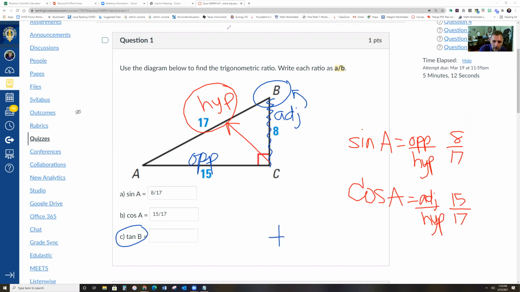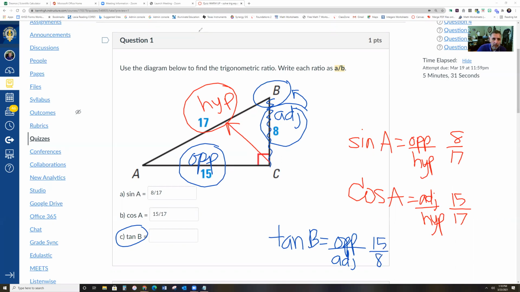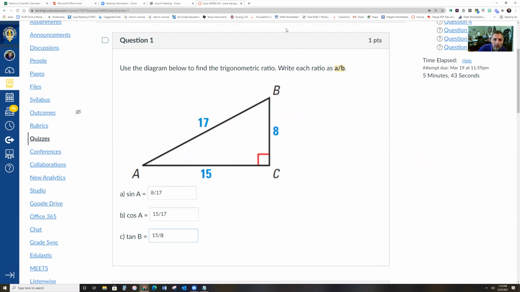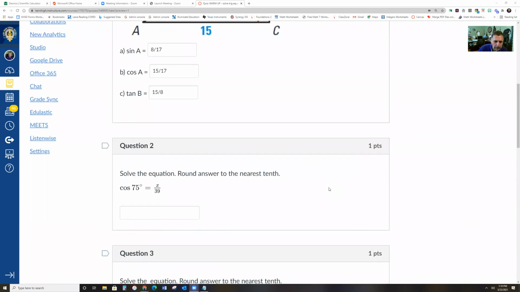And then tangent, you have to remember tangent of angle B. Well, that's going to be the opposite side. That's this ratio, opposite over adjacent. Okay. Opposite is 15, adjacent is 8. That's 15 over 8. Okay, so let's go ahead and put that down here. 15 over 8. And that's question number 1. Okay, you can pause it if you need to pause it. I'm going to move on to the next one.